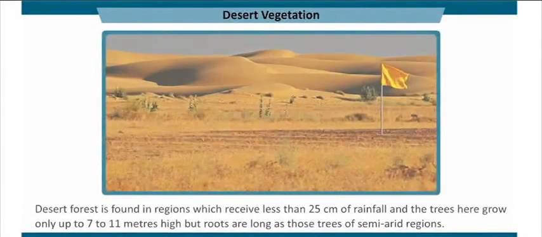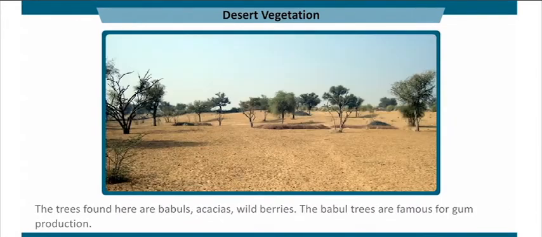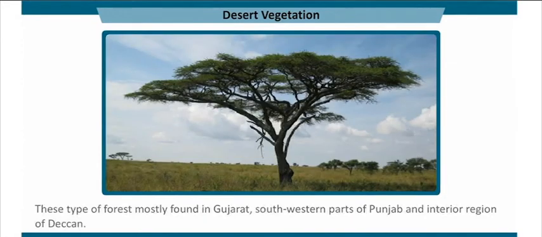Desert forest. Desert forest is found in regions which receive less than 25 centimeters of rainfall, and the trees here grow only up to 7 to 11 meters high, but the roots are as long as those of trees of semi-arid regions. The trees found here are babuls, acacias, wild berries. The babul trees are famous for gum production. These types of forests are mostly found in Gujarat, southwestern parts of Punjab, and the interior region of the Deccan.